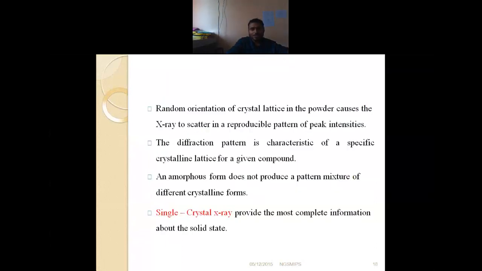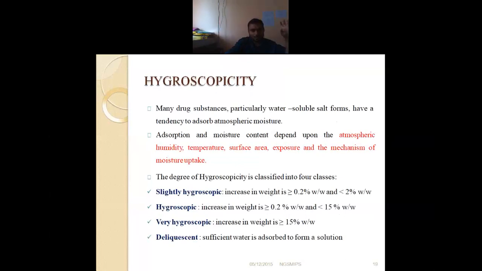So this is about X-ray diffraction spectroscopy. I am just discussing some analytical tools with which we can identify the crystalline behavior of a drug substance. In any substance, we can identify the crystalline behavior. So this is about crystallinity.